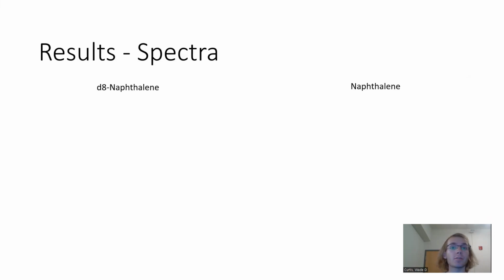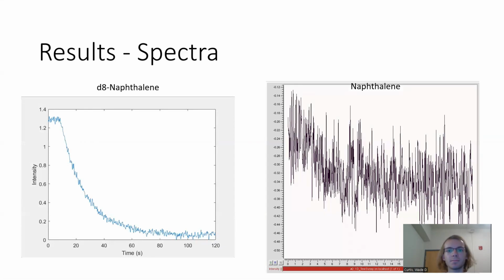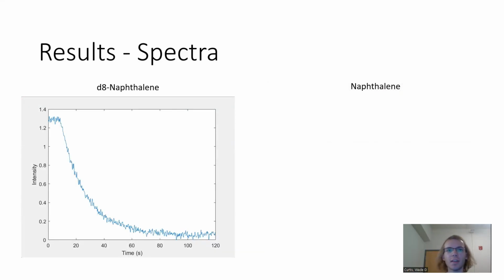The time sweep spectra shows how the intensity changes over time. So for deuterated naphthalene, we obtained this spectra, which shows an exponential decay of the intensity. It's very easy and nice to read. The spectra obtained for naphthalene looks like this. That doesn't look very good. So let's try that again.